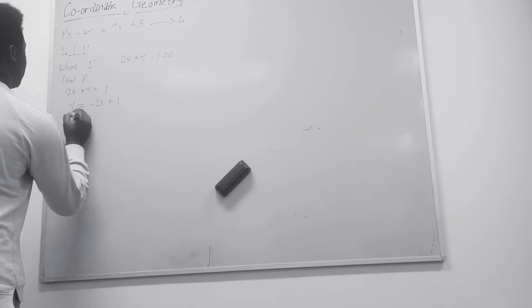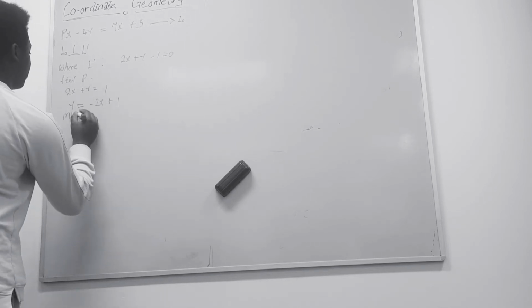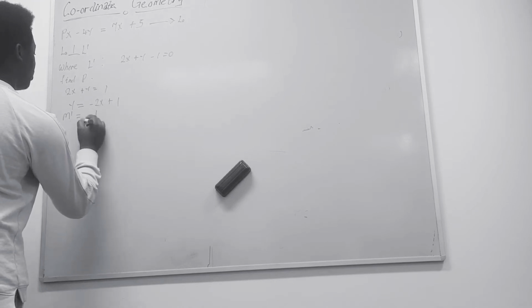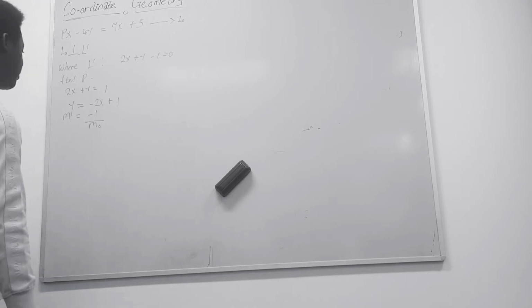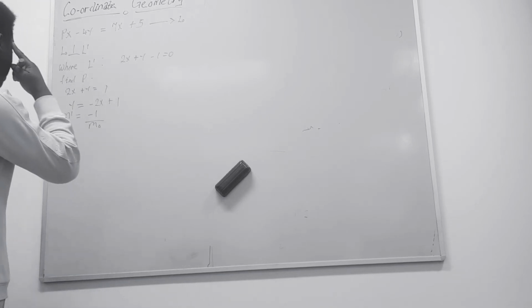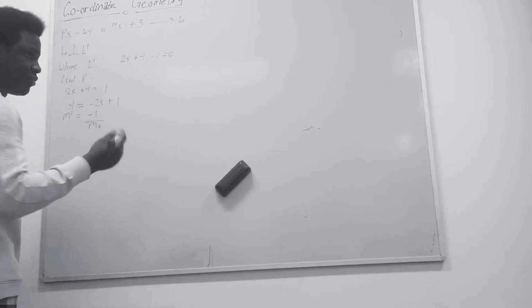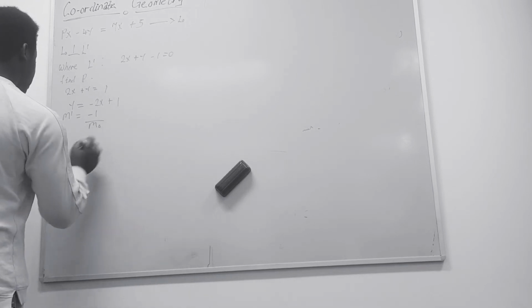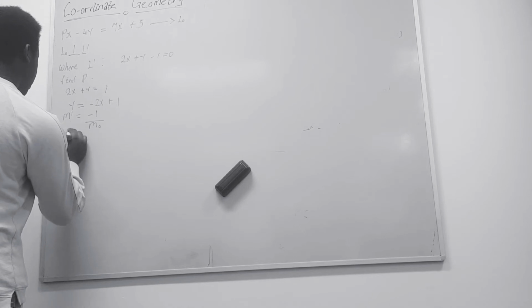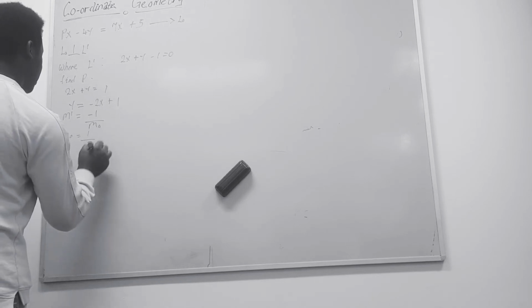m prime, the slope of L prime, is equal to minus 1 divided by the slope m0. Right, so we know that's the case. We don't know what m0 is, but we can deduce. We can find what m0 is. So m prime is -2, therefore m0 will be a half. We did something like this before.